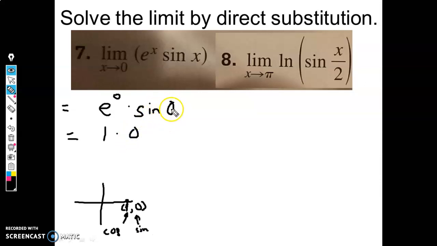So sine of 0 is equal to 0, and if we do this problem, then we just take 1 times 0, and so the limit evaluated as x approaches 0 of this function here is equal to 0.